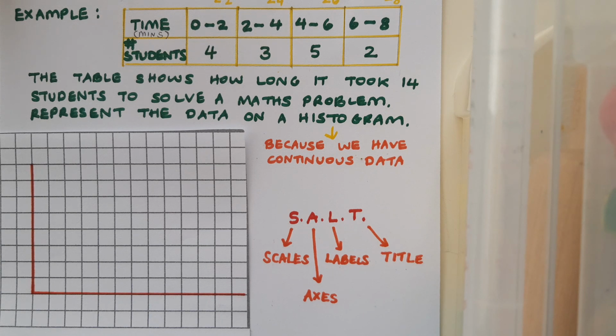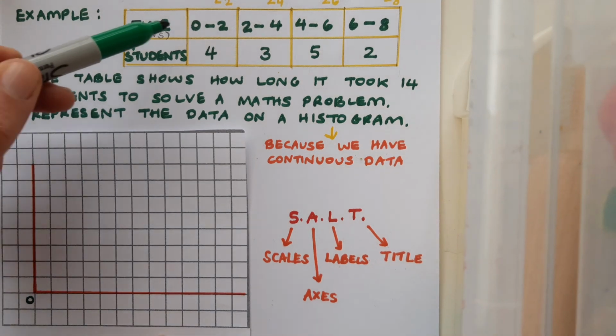So the first thing that I do is I draw my axes. My axes are just my horizontal and vertical lines around the outside of my graph. The next thing that I must do is put the scales on my axes. This is just like the number lines that run along those axes. The top line of the table will always go on the bottom line of the graph. I'm going to start with 0.